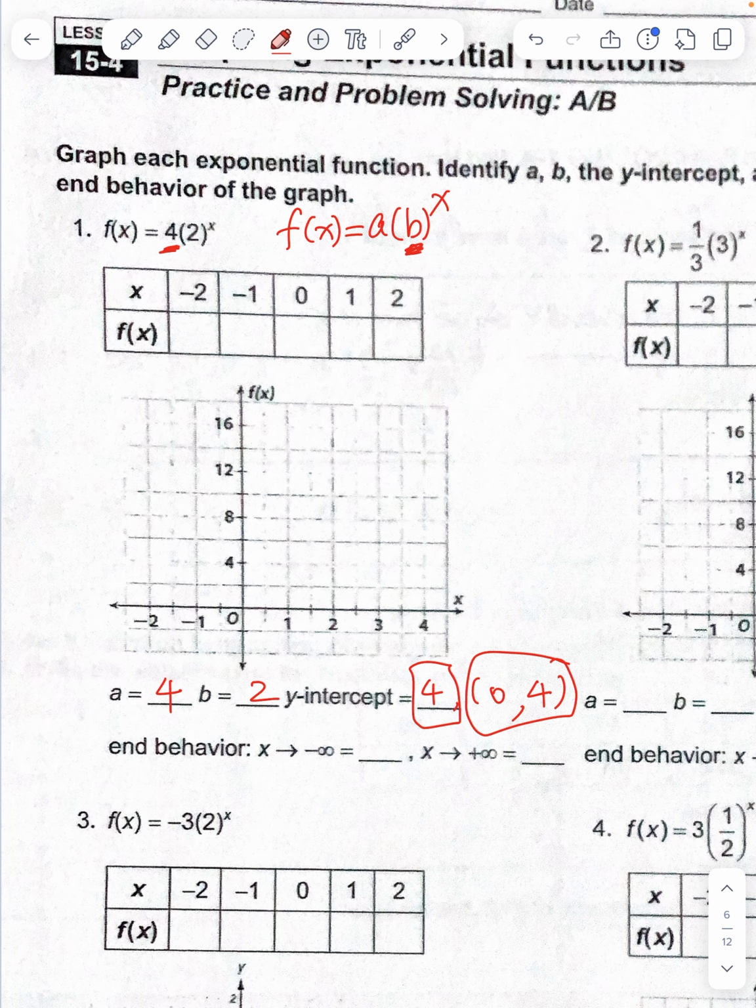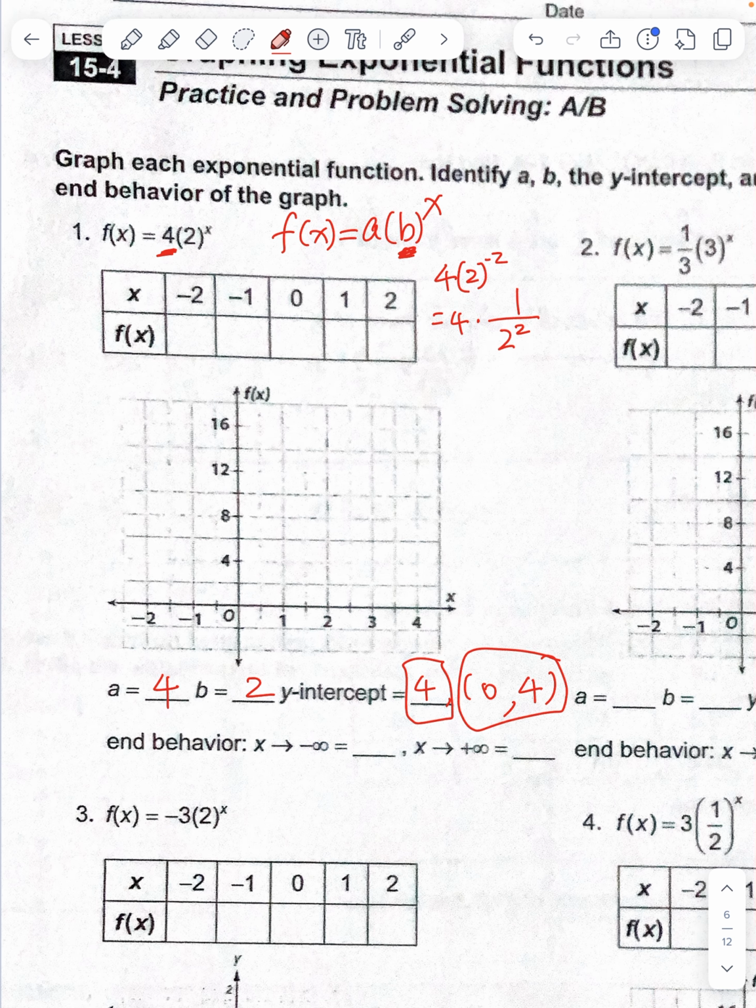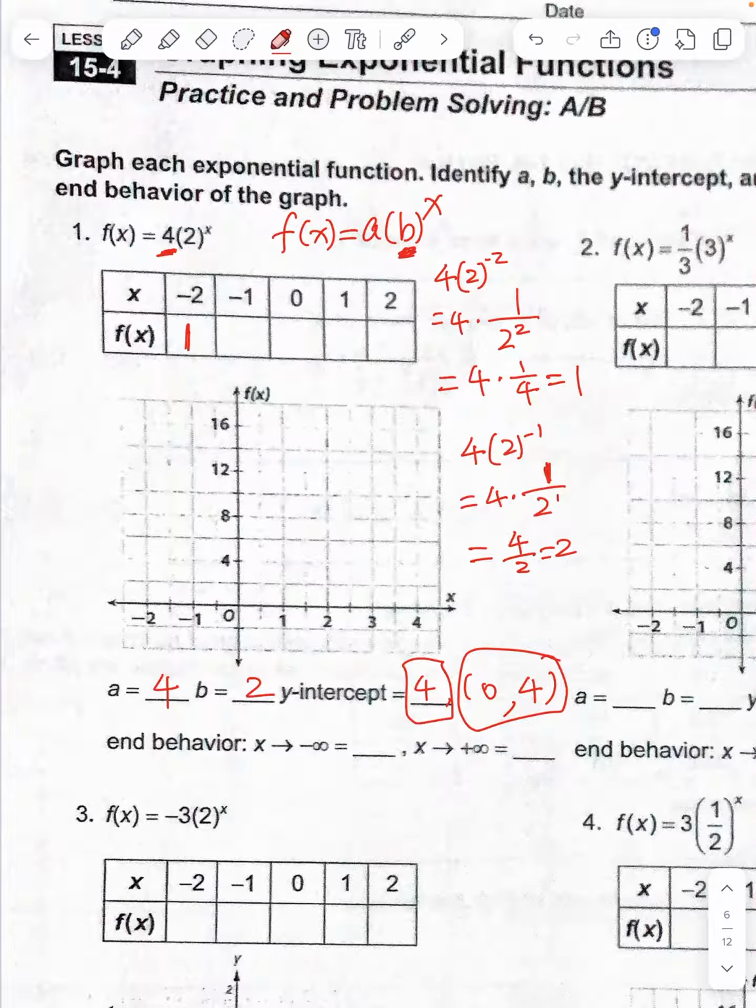When x equals negative 2: 4 times 2 raised to the negative 2 power. So 4 times 2 to the positive 2 power, all over 1, so 4 times 1 over 4. So this is 1, right? X equals negative 1: 4 times 2 raised to the negative 1 power, so 1 over a fraction. 4 over 2, this is 2.